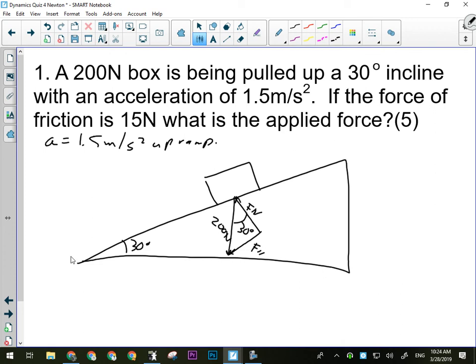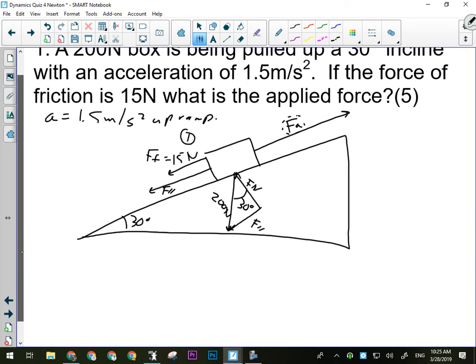We know the force of friction is 15 newtons. So that's acting down the ramp because they tell us the box is being pulled up the ramp. What other forces should I put on here? F parallel and an applied force. This is the one I'm being asked to find here. One mark for givens.